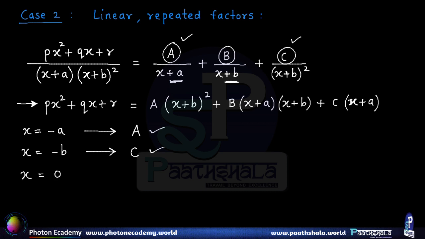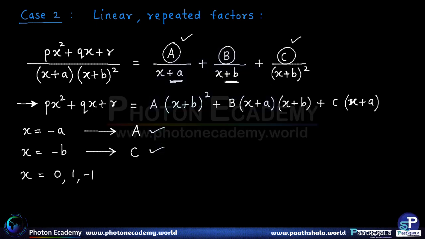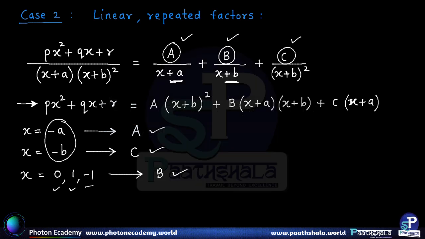Say we can put x as 0, x as 1, x as minus 1 and so on. Now whichever is the value which is not used previously by minus a and minus b, we can choose and substitute any required value, and that will give us the remaining constant B, right? So that's the way we use the linear but repeated factors in this way. Now here also let's solve one question based on this particular pattern.